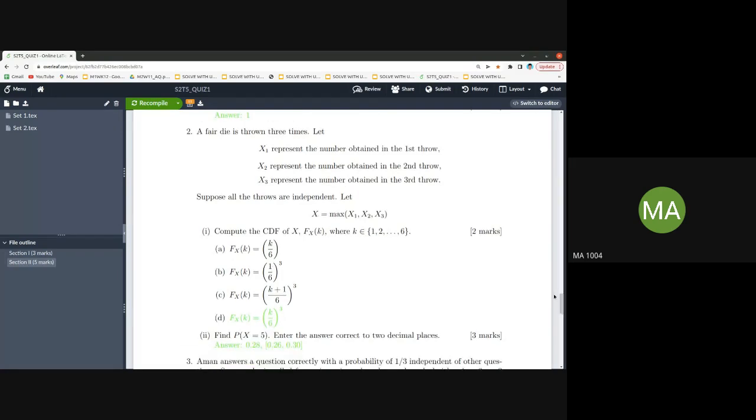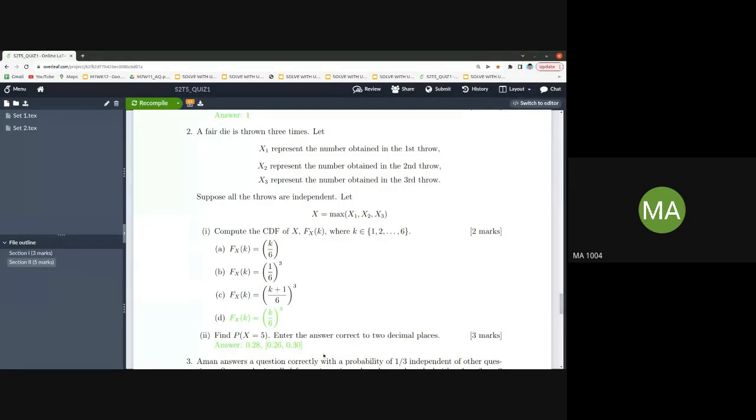So here a fair die is thrown 3 times. Okay. And x1 represents the number obtained in the first throw, x2 the second, x3 the third. Now all 3 throws are independent. And a new random variable x is defined as max of x1, x2, x3. Now we want the CDF.